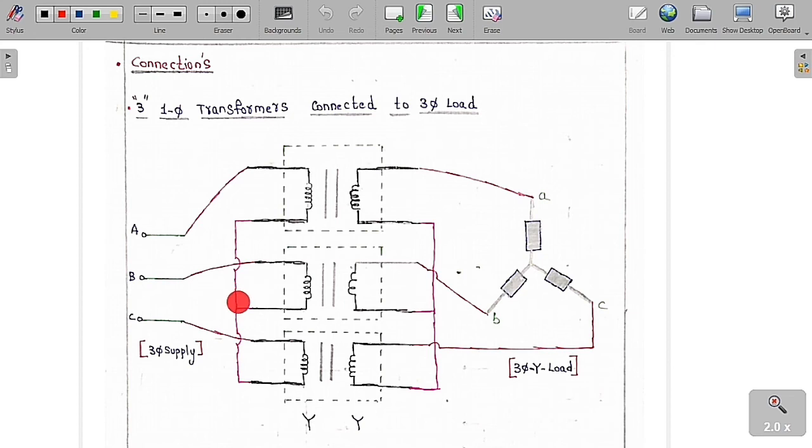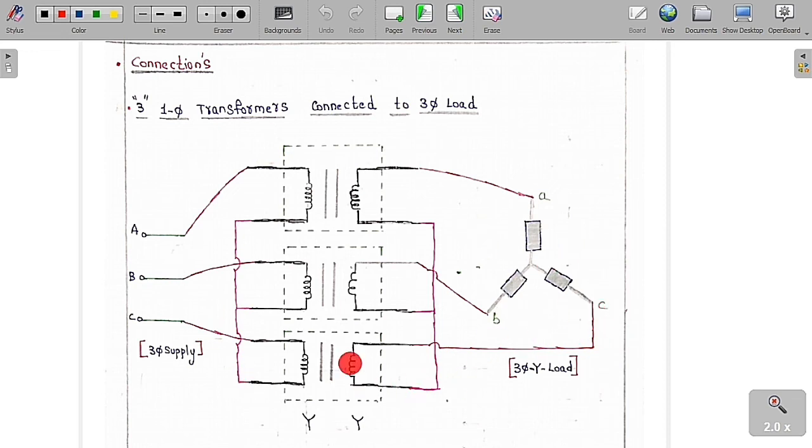So all these 3 terminals are going to connect to a common point, and the remaining terminals we are going to take outside and give the 3 phase supply to these terminals. And here also we are going to go for the star connection. These 3 points we are going to connect to a common point, and the remaining 3 terminals we are going to take outside and connect to a 3 phase star connected load.